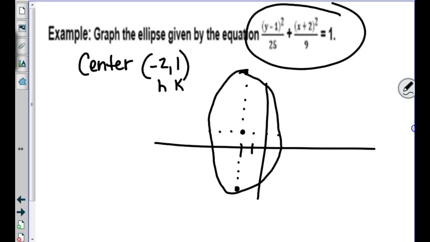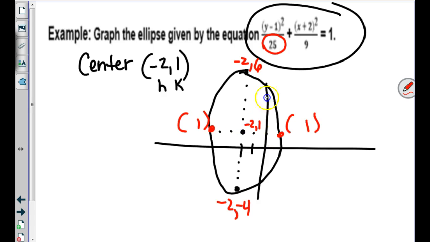Now, the vertices are the ones at the ends of the longer axis. So if this was left 2 and up 1, this is still left 2, and this is still left 2. Everybody with me? But instead of going up 1, I went up 1 plus 5 and 1 minus 5. And the co-vertices were in the X direction. So the 1 stayed the same, but instead of the -2, I went left or right how much? 3. So -2, left 3 more would be -5, -2, right 3 would be +1.